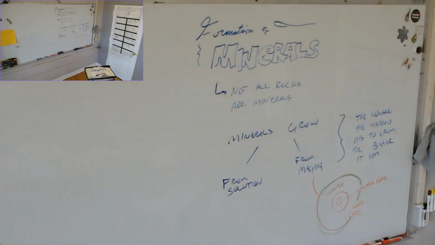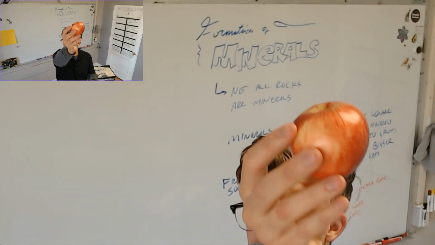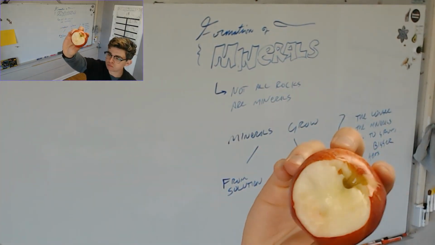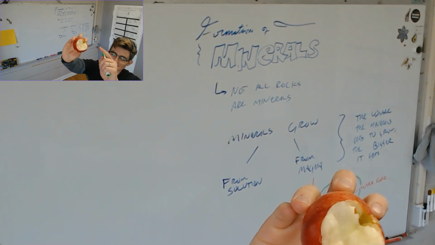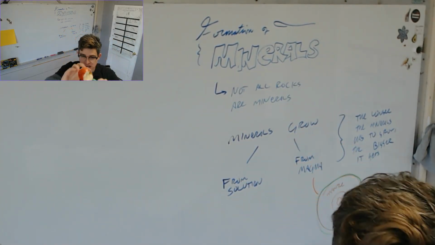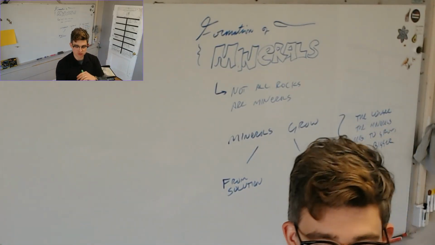And then check this out. Here's my other demonstration besides what we're going to do with the mineral identification. Hey, if this is planet Earth, the thickness of this skin compared to the rest of the apple is almost exactly the same ratio as the thickness of the crust of Earth compared to the rest of Earth.